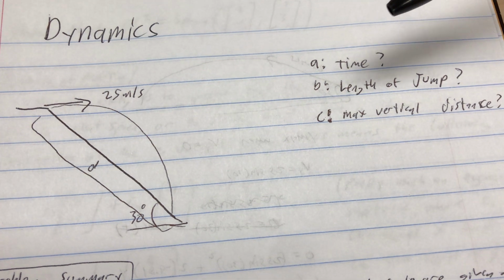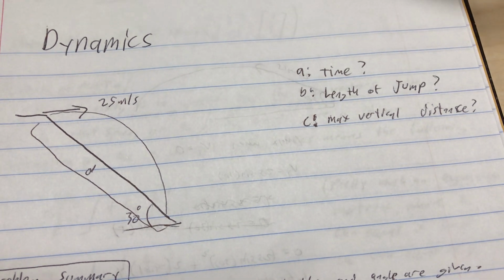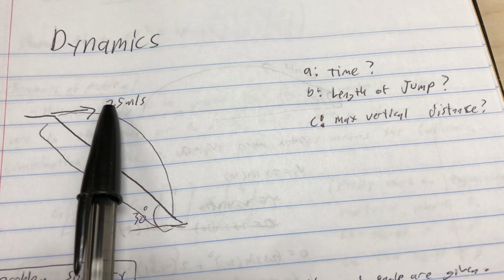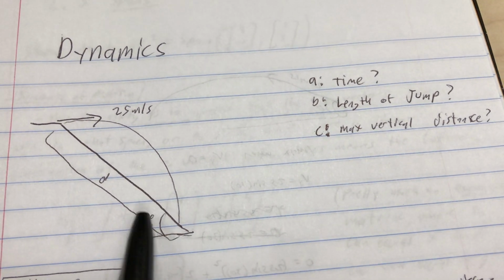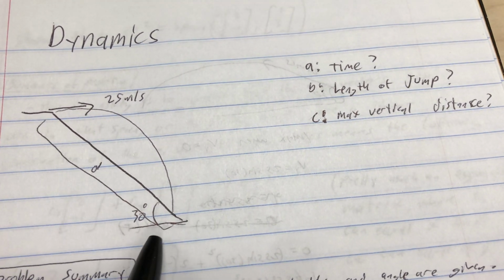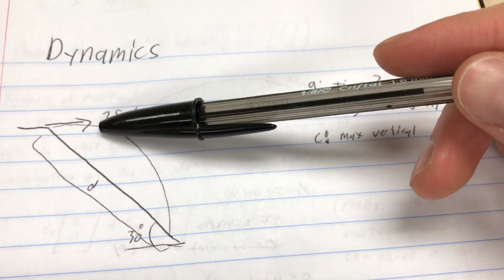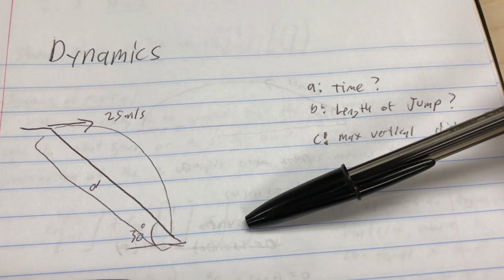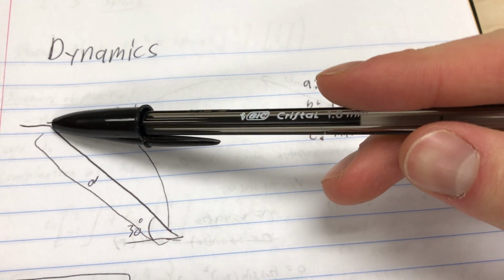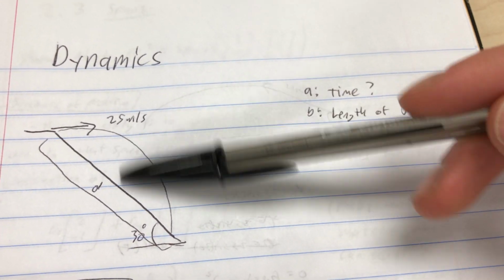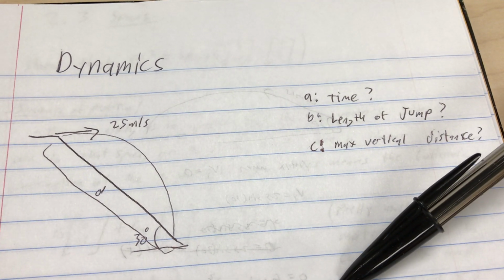What they're looking for in this problem is time, length of the jump, and the max vertical distance. Okay, so time from when he lifts off to when he lands, the length, so d of the jump. Notice that's an inclined length. And then the max vertical distance, so the max point that he will be at in between the ground and the air. Notice how that's different at certain points on this example projectile path.